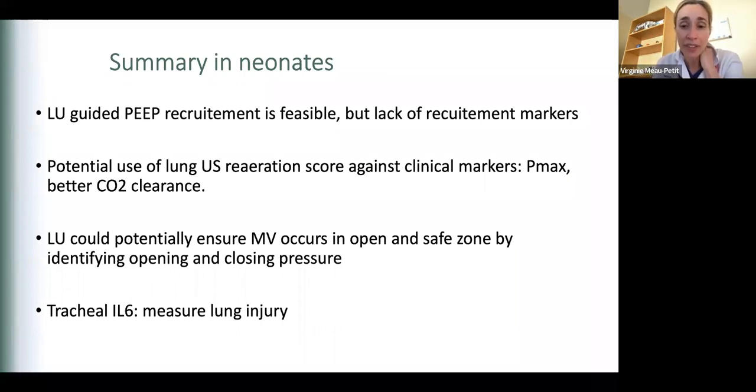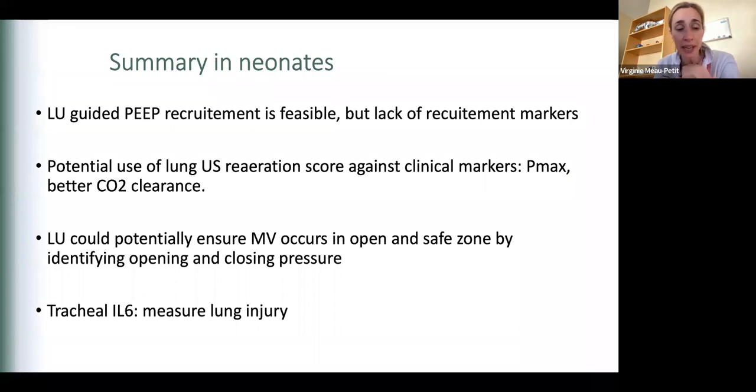So as usual, I think we have to deal with a multi-parameter score, mainly based on clinical markers. Probably looking at the Pmax is really amazing. When we're recruiting with lung ultrasound, you can see the mean airway pressure and the Pmax coming down if you ventilate with volume ventilation, improving the CO2 clearance. And by defining the opening and the closing pressure, it could potentially ensure that mechanical ventilation occurs in an open and safe zone.